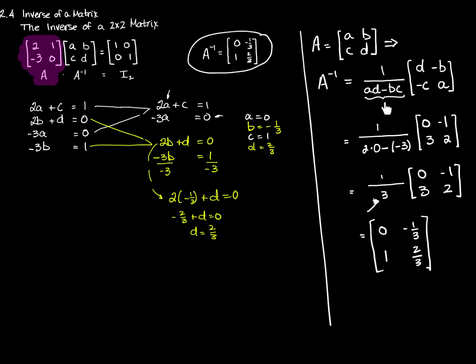One thing to be aware of, and one thing that this method is helpful for, is that if AD minus BC is 0, then this value is undefined, and we can't find this matrix. We can't find A inverse. So just doing this part of the computation may tell us something about the invertibility of the matrix A.